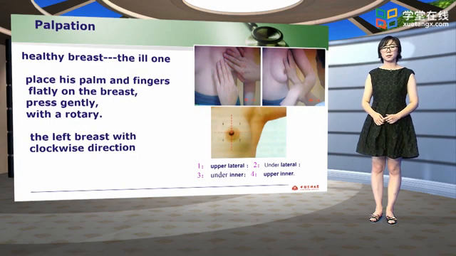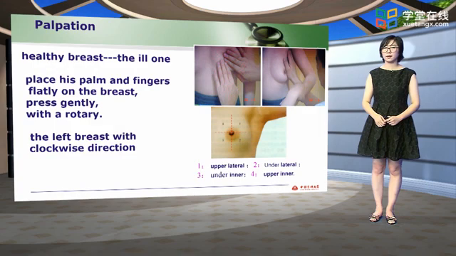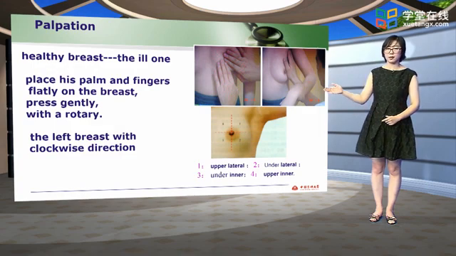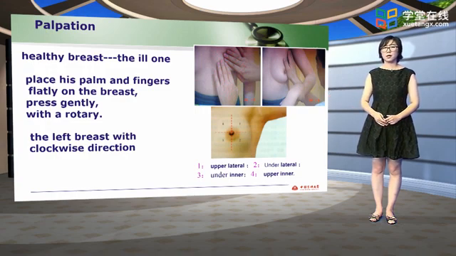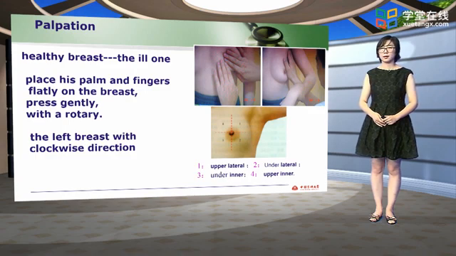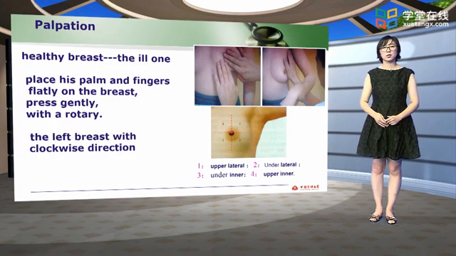Palpation of the breast. Palpation of the breast begins with the healthy breast and then goes to the ill one. The method is just like this picture. We can see the first one: we should place the palm and fingers flatly on the breast, and then press gently, and then with a rotary motion.